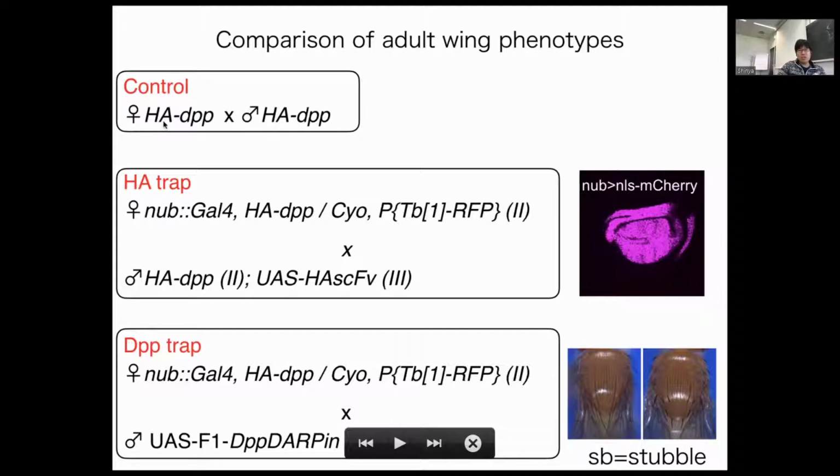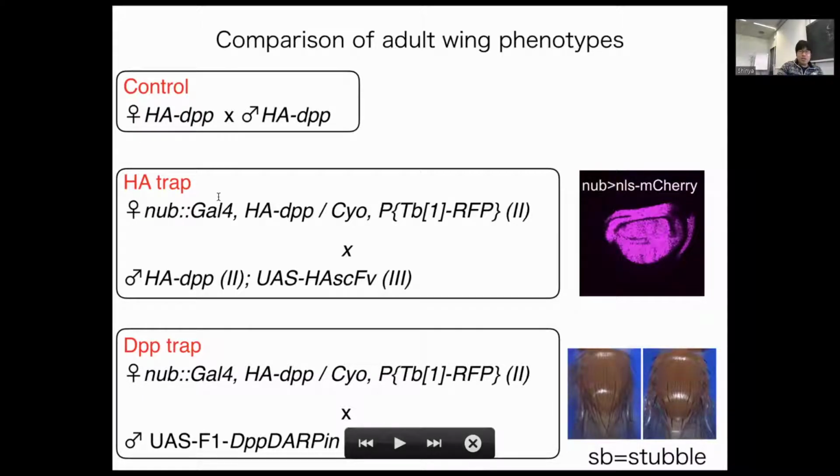The three tubes, three crosses, start with the control. Of course, you always need a control to compare your phenotype. The control is HA-DPP homozygous flies, so all the flies in the tube are HA-DPP homozygous. The second one is the HA trap. The HA trap and DPP trap are expressed using the nubbin GAL4. This GAL4 drives the UAS construct in the entire wing pouch area, so you basically trap the target HA-DPP in the entire wing pouch area.